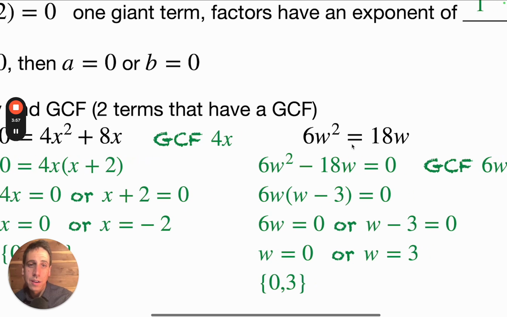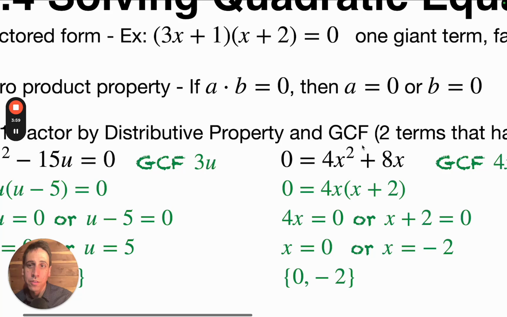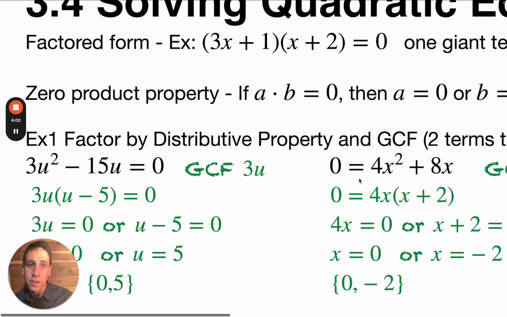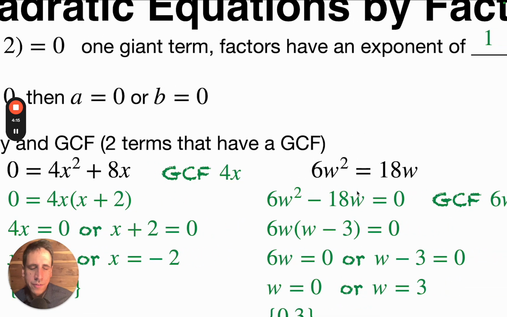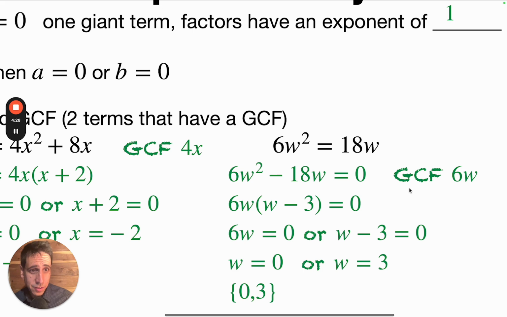Here's another one. You notice here, these were already set equal to 0, and that helped us because the zero product property requires that everything's set equal to 0. Everything is on one side of the equation, and just 0 is on the right. We don't have that at the beginning. So as a very first step, you've got to move the 18w over. 6w squared minus 18w. Now it's equal to 0, and now you can put it in factored form. The GCF in this case is 6w, because I'm looking at the two terms, and I see a 6 in both, and a w in both.